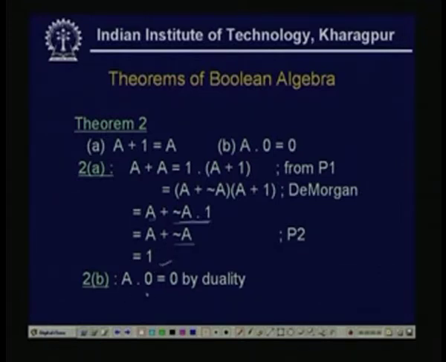Similarly, this is A dot 0 equal to 0 by duality, because duality means that dot is replaced by plus and plus is replaced by dot, and thus by using the similar way we can prove this thing.